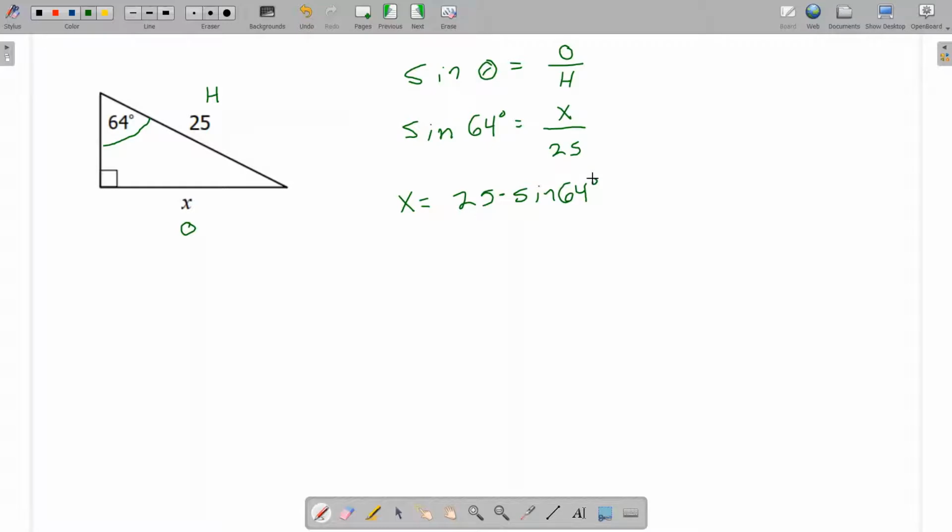And here we go. So the first thing that you need to double check is that your calculator is in degree mode. So if you hit the mode button on your calculator, go down, you'll see radian and degrees. Make sure degrees is selected. And then we can go ahead and type in 25 times sine of 64. And that gives us, remember we're going to the nearest tenth here, x equals 22.5. So that is the missing side length.